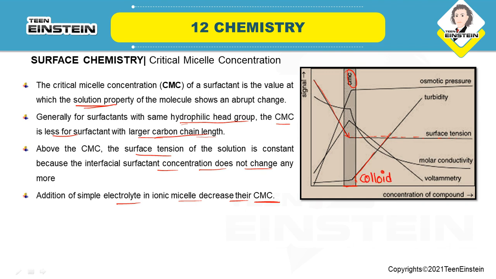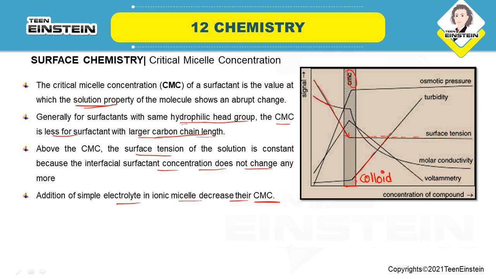So micelles are there, aggregated particles are there. So there is a colloid now, so obviously turbidity will increase. Now it will no longer appear transparent; it will be turbid. Okay. And in the case of molar conductivity, see how it is changing.